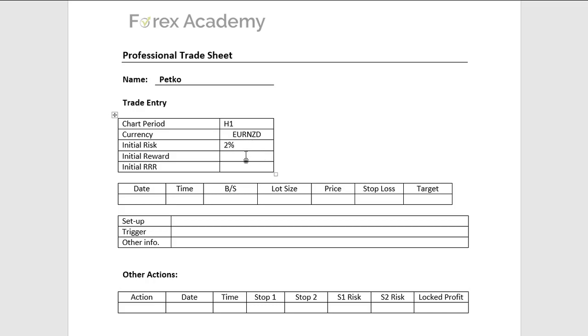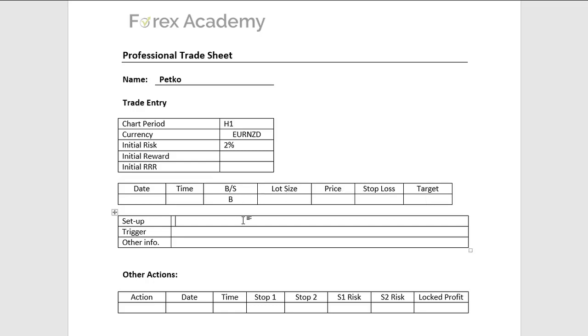Okay, what was your reward that you were looking for? So basically this is the take profit, and then what is the initial risk reward? So this is the risk divided by the reward. Okay, and then what time exactly you took this trade? What hour did we buy or did we sell? Yes, we bought in this case. What lot size did you trade it? What price exactly you have entered? And what was your stop loss and what was your take profit?